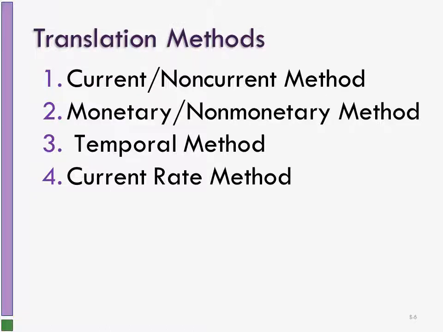Four major methods of translating foreign currency financial statements have been used worldwide. The first method is the current non-current method. The second method is the monetary non-monetary method. The third method is the temporal method. And finally we have the current rate or closing rate method. Later we are going to handle each method separately.